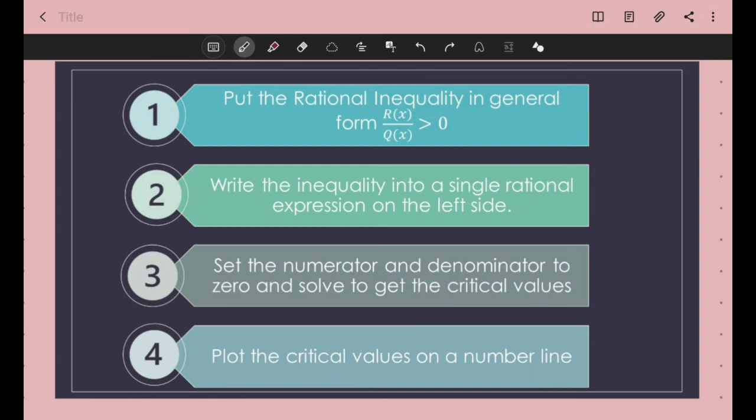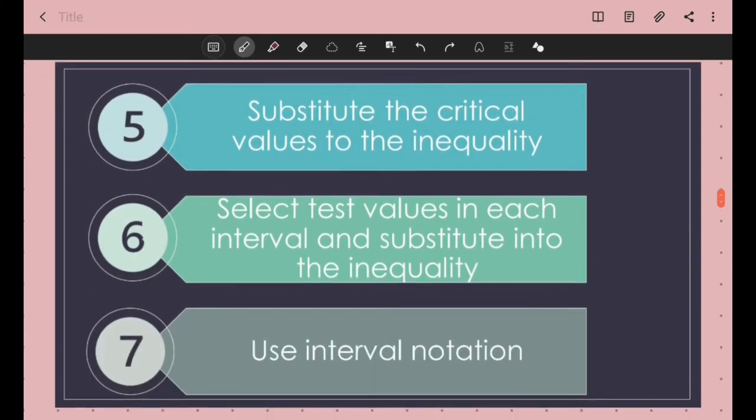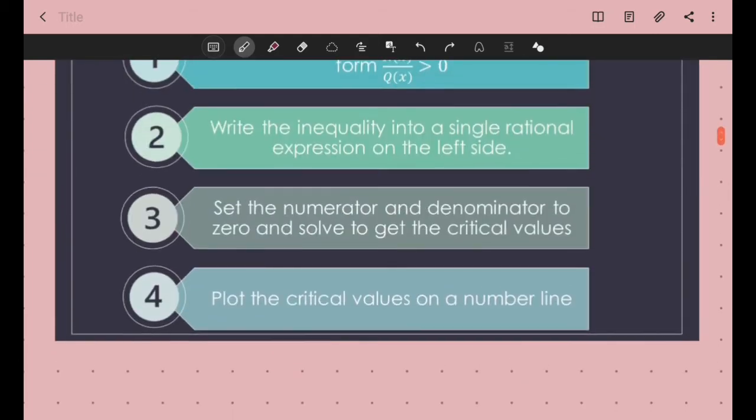Then we have step 4. We have to plot those critical values on a number line. So we all know that a number line consists of integers. We have the negative and the positive integers, and the number line includes 0, and that is its center. So you have to plot your critical values on a number line. The fifth step is to substitute those critical values to the inequality. Which inequality? The original inequality from step 1. The inequality that is given, we have to substitute your critical values that you get from step 3.